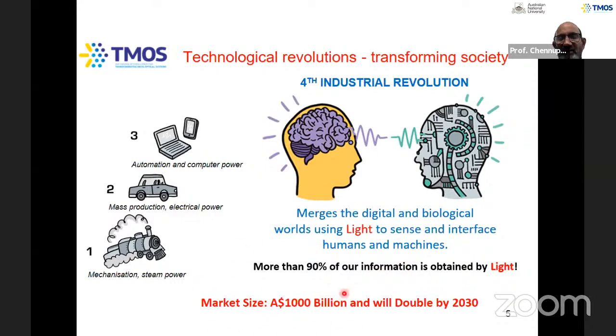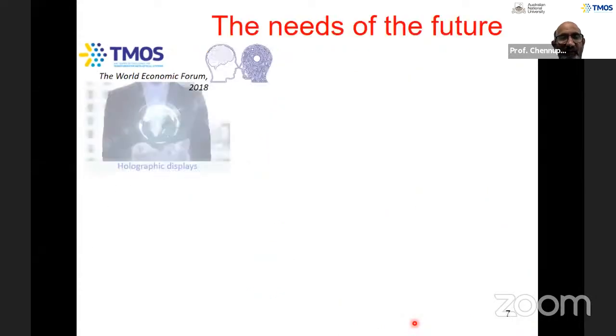Currently, light-based technologies are worth about $1 trillion Australian dollars. People are predicting that by 2030, this will double. And that means there's an enormous amount of potential for growth of optics-based technologies.